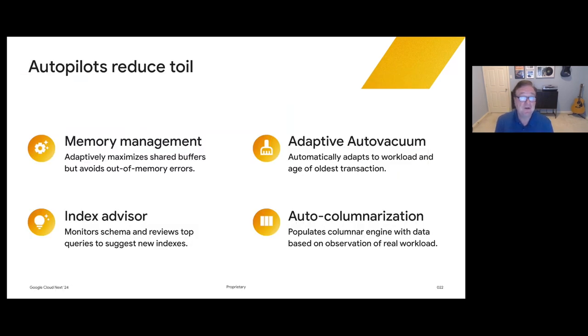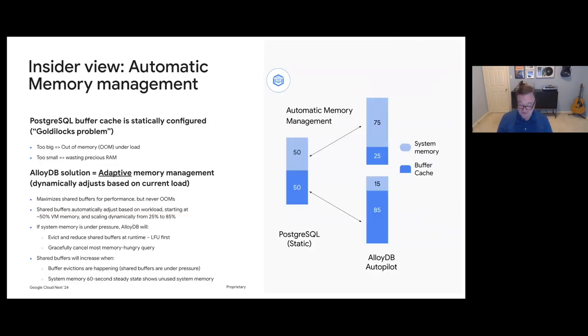The other thing we have that reduces the burden on the administrator are autopilots. So memory management, I'll show you a slide on that in just a moment: automatic memory management, not only of the columnar engine, but also the buffer cache. An index advisor that will tell you, based on your workload, what your best index strategy is. Adaptive auto vacuum. And then we've talked about auto columnarization, which will automatically put data from your row store into columnar format in memory for very fast analytics. In terms of automatic memory management, you don't have to statically define the size of the buffer cache with Postgres in AlloyDB Omni. It will automatically increase or decrease the size of the buffer cache based on your workload. It will automatically increase or decrease the size of the memory that's used for the columnar engine based on your workload.